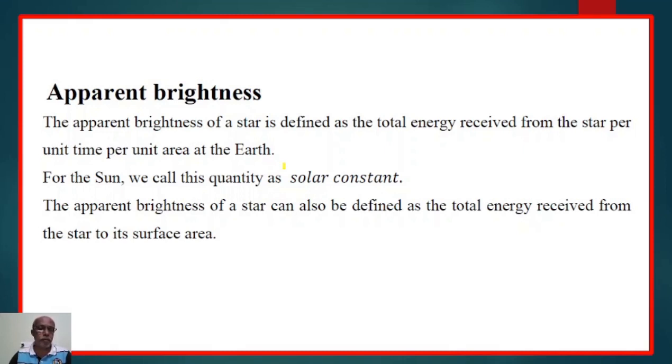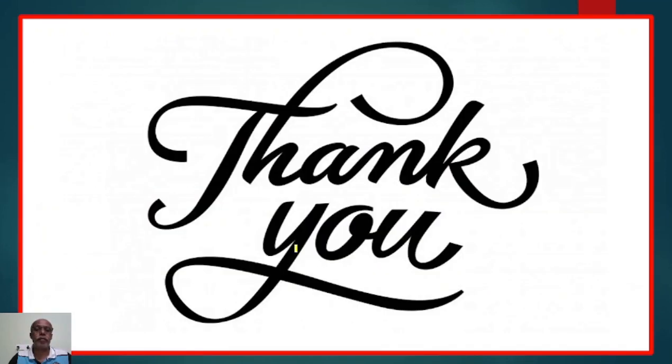If the star under consideration is the Sun, then the total amount of energy received from the Sun per second per unit area is called solar constant. The apparent brightness in the case of Sun is called solar constant. The apparent brightness of a star can also be defined as the total energy received from the star per unit surface area.